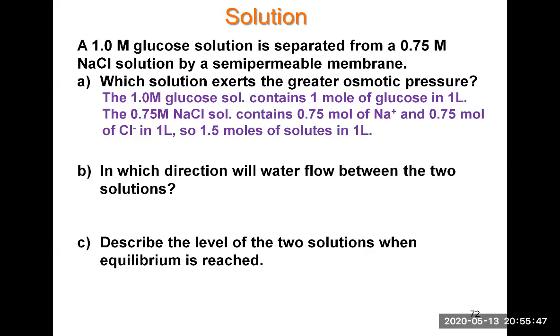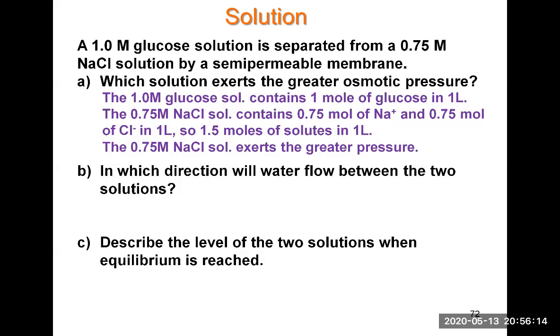So you see that in fact it's the 0.75 molar NaCl solution that is more concentrated from the point of view of osmosis. So that means the 0.75 molar NaCl solution will exert the greater osmotic pressure because it's more concentrated.